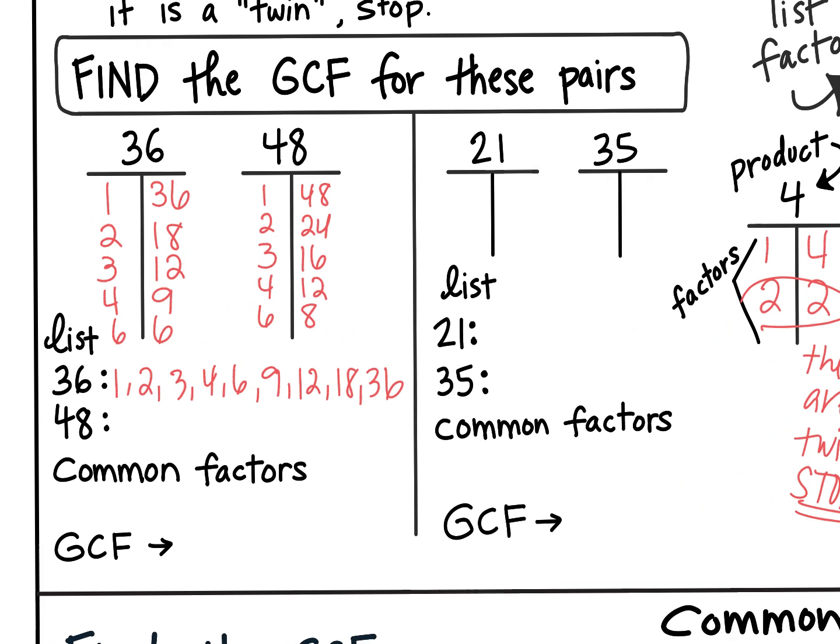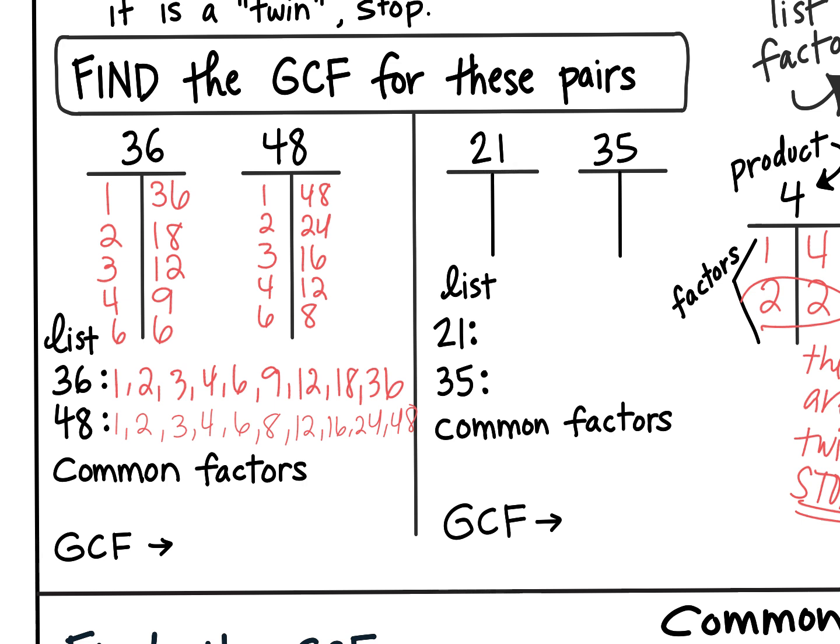1, 2, 3, 4. And then we do the same thing for 48. 1, 2. I'm not going to say them out loud. I don't want to mess you guys up. 1, 2, 3, 4, 6, 8.